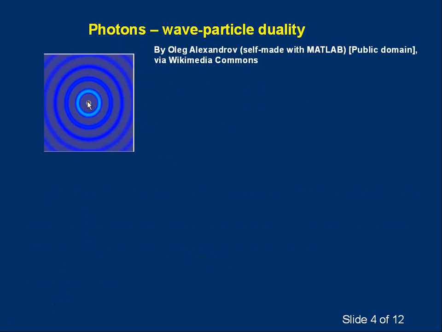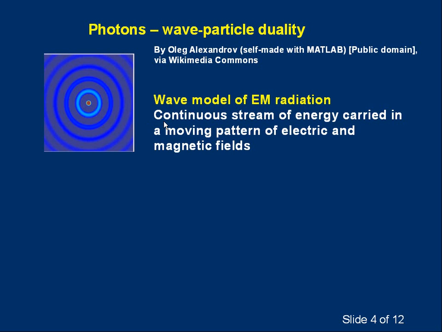Let's imagine in the middle we've got a radio transmitter sending out radio waves. So these blue rings now represent regions where the electric and magnetic fields are very strong. And this pattern spreads outwards. Thinking of electromagnetic radiation in terms of waves like this is called the wave model of electromagnetic radiation, and it basically is saying that the waves are a continuous stream of energy carried in the moving patterns of electric and magnetic fields. It's continuous because these rings are smoothly expanding outwards, carrying energy smoothly.